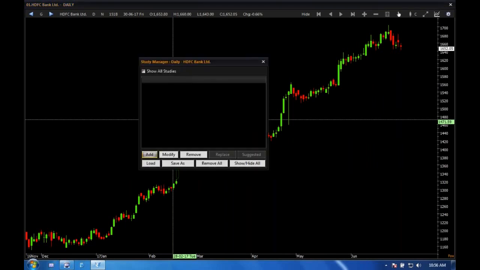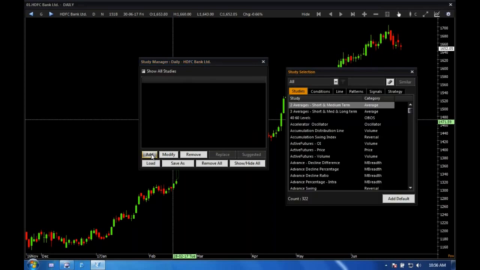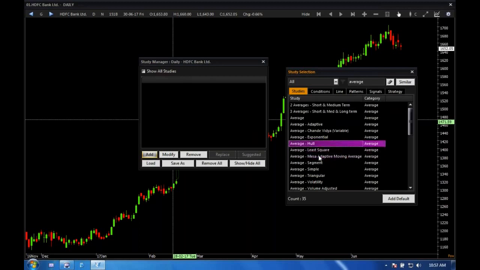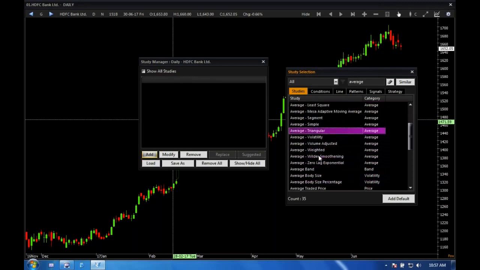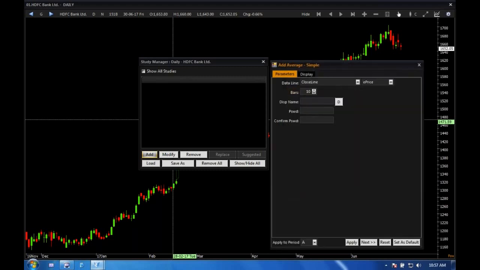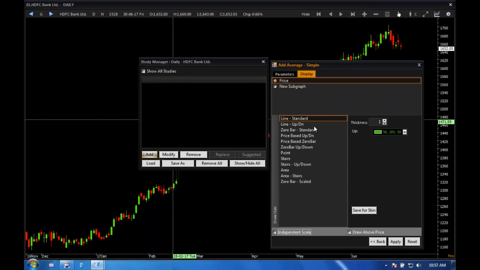I type S. I go to add. I type over here average. And I find there are various types of averages: 2 averages, 3 averages, adaptive, Hull, exponential, etc. Lot of different types of averages. Let's start with the simple and move ahead. Average simple. I double tap it. By default it comes 10, so let's say I make it 21. Next, the display is going to show me a standard line in green color, so I'll make it blue. I make it a little more thick and I apply.